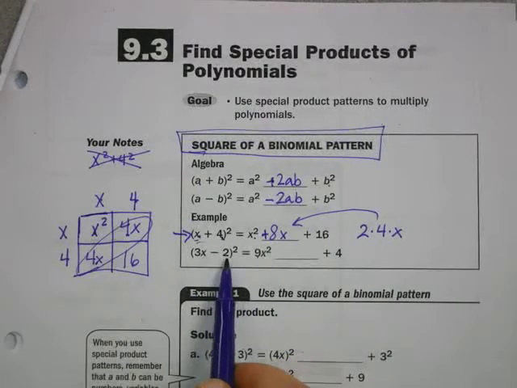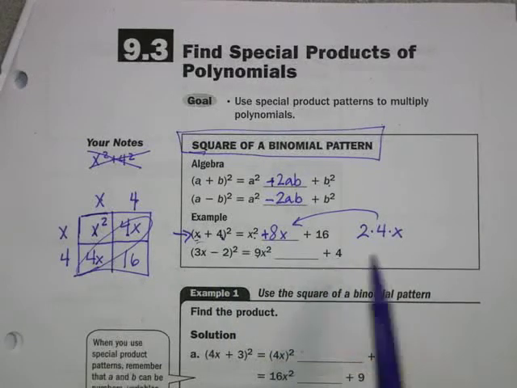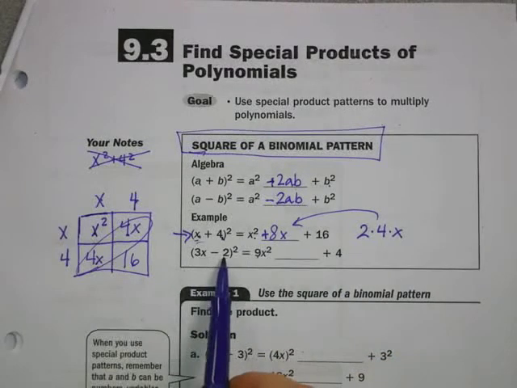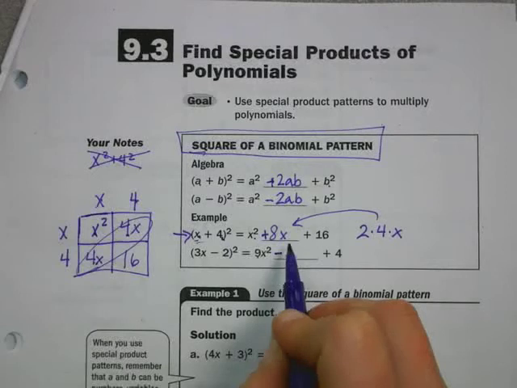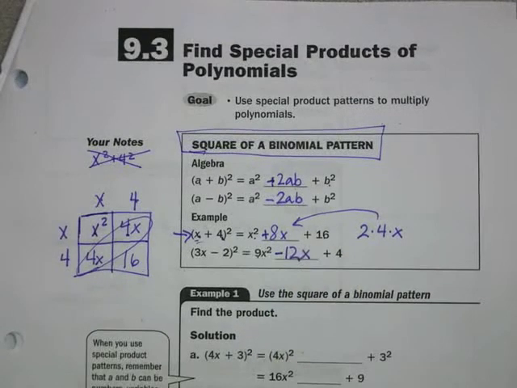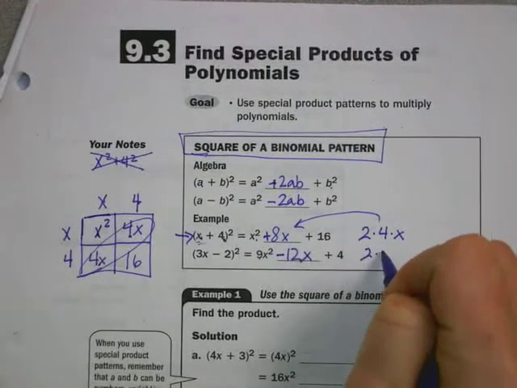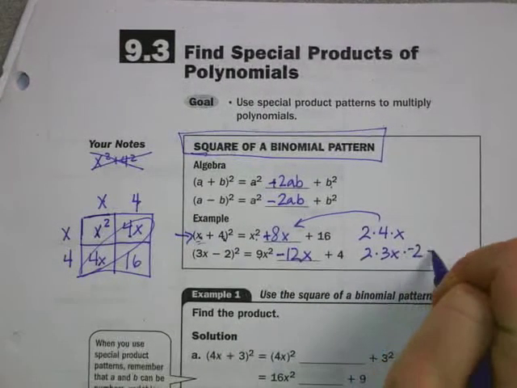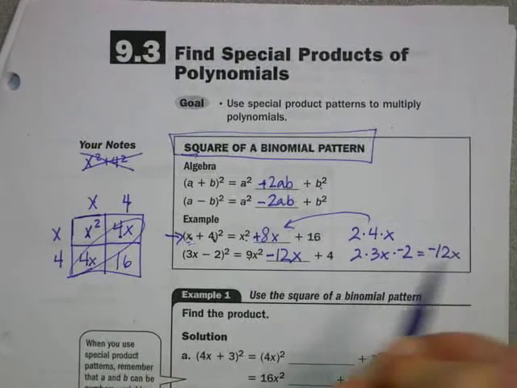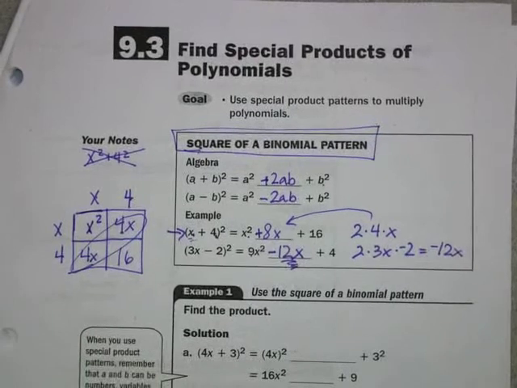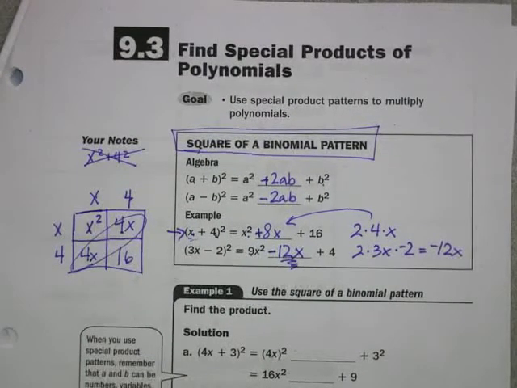Over here, what's negative 2 times negative 2? Positive 4. But the first term times the second term is 3x times negative 2, which is negative 6x, and then you multiply it by 2 to get that middle term, which is negative 12x. Okay, so that was a 2 times the first term times the second term. 2 times 3 is 6, times negative 2 is negative 12x. That's where that middle term came from. So that's the shortcut that you're going to be taking each time now when you have a binomial that is being squared.